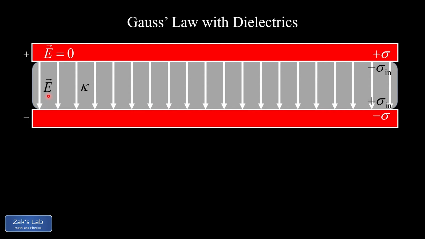And of course, the electric field between the plates points from the positive plate to the negative plate, and we just called that E. But that space is filled with a dielectric material with a dielectric constant that we called kappa. And remember, that dielectric material is polarized so that I have a negative induced surface charge on its upper surface and a positive induced charge on its lower surface.